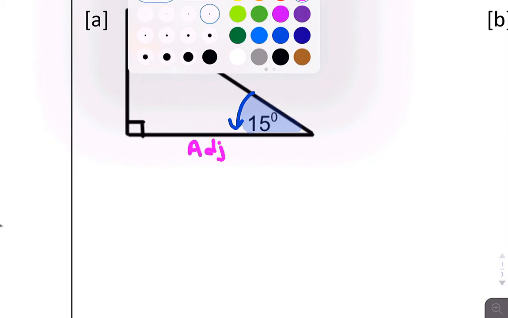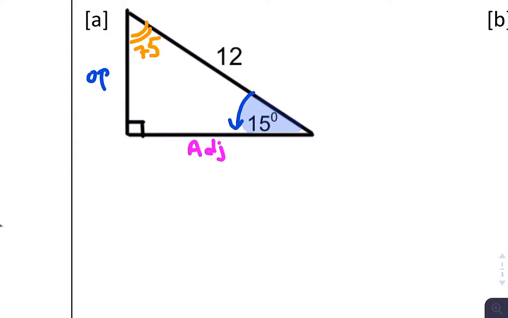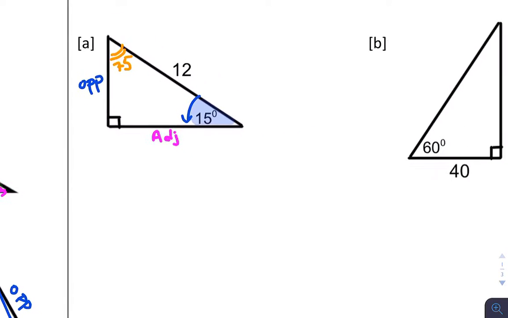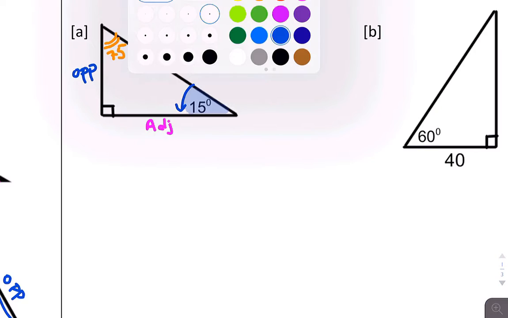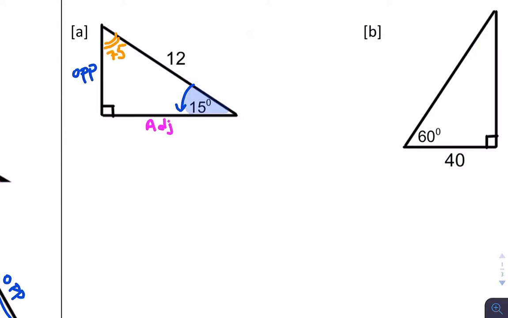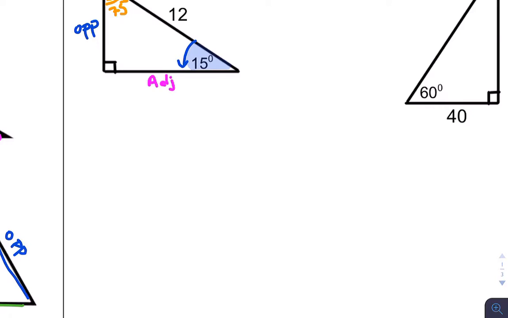And then we also need to find the one opposite that angle. And so I'm going to call this OPP for opposite. Now what this means is we have to solve this probably twice using trigonometry. But that's not a big deal. We just have to set this problem up a couple times and solve it.